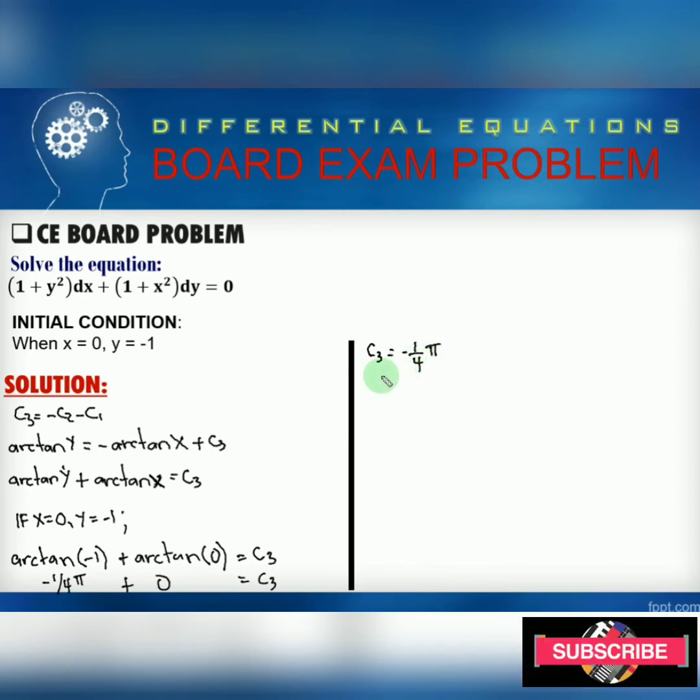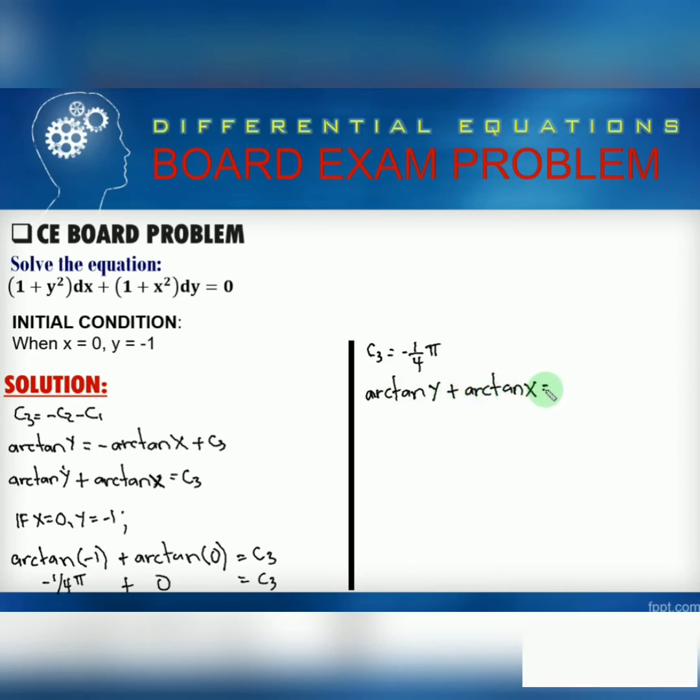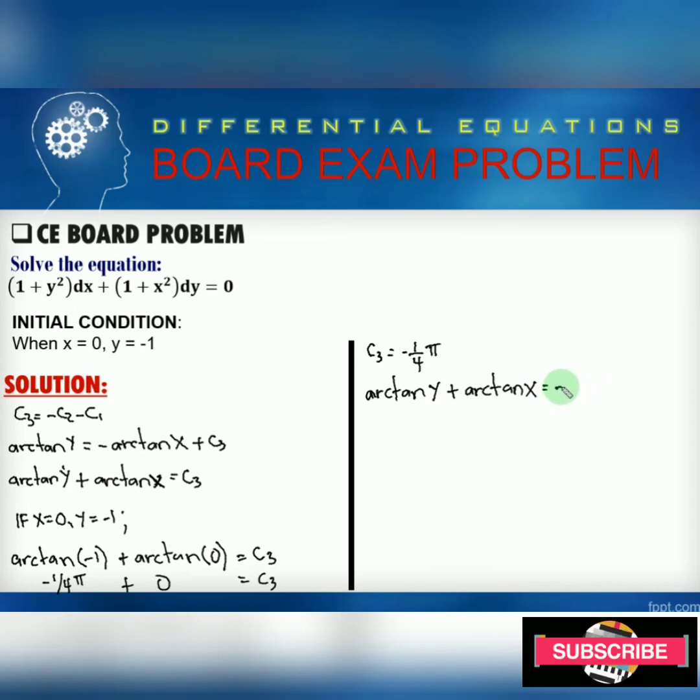So by substituting this C3 here, we can have this arctangent of your y plus the arctangent of your x is just equal now to -1/4 of your pi.